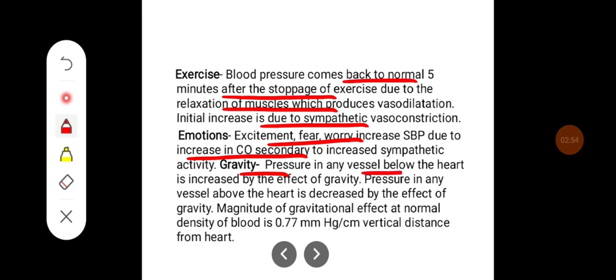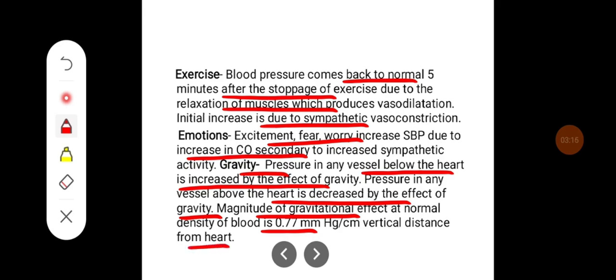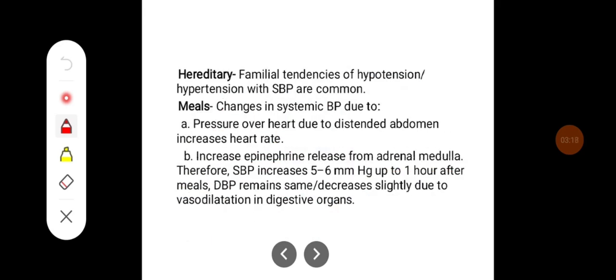Pressure in any vessels below the heart is increased by the effect of gravity. Pressure in any vessel above the heart is decreased by the effect of gravity. The magnitude of the gravitational effect at the normal density of blood is 0.77 mm of mercury per centimeter vertical distance from the heart. Familial tendencies of hypertension with the systolic blood pressure are common.